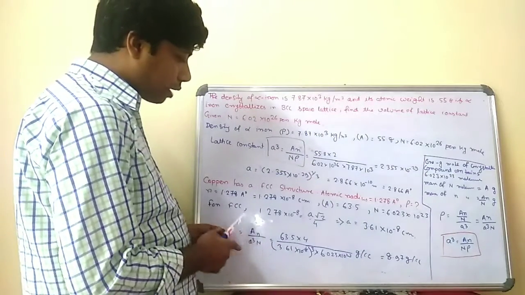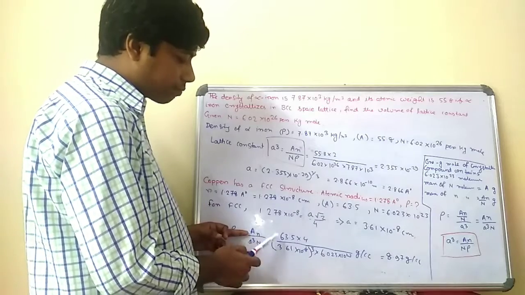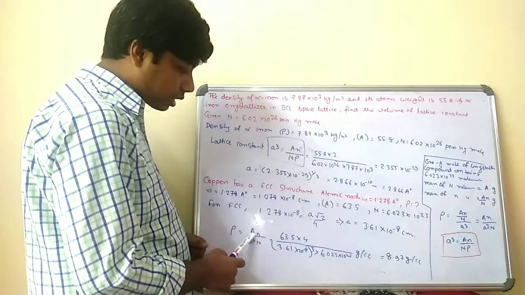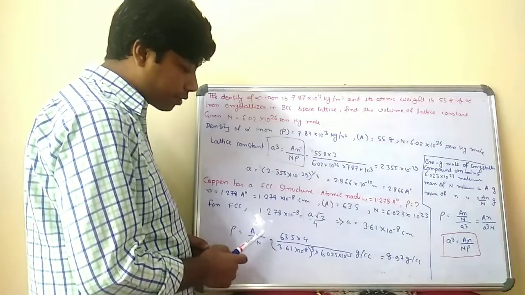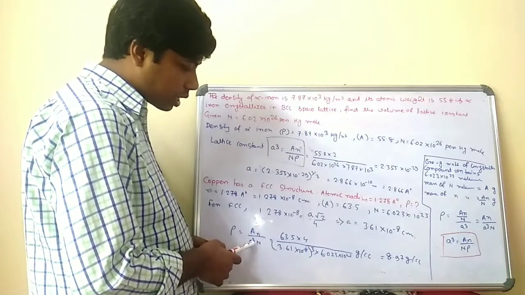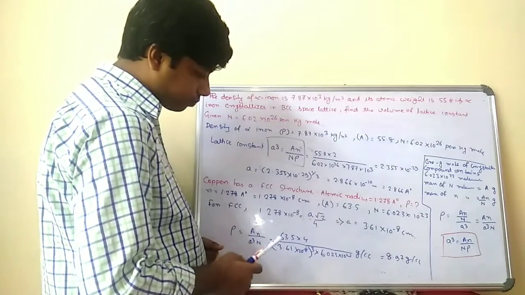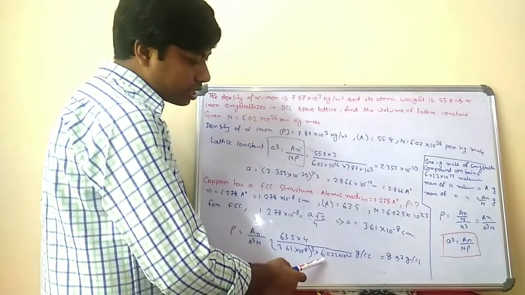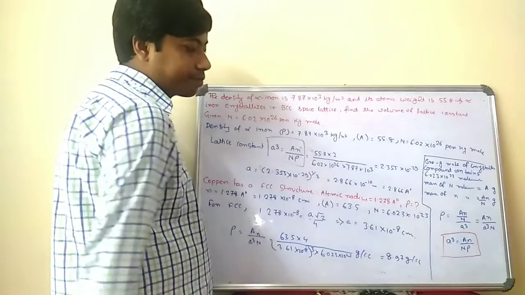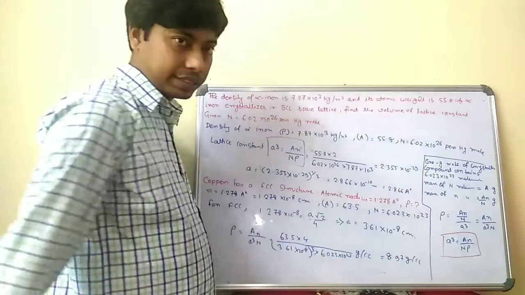Now if you put all these values here, A is equal to 63.5, because that is the atomic weight for copper. For the FCC crystal structure, the number of atoms per unit cell is 4. a³ is the lattice constant, 3.61 into 10 to the power minus 8 cubed, into N, which is 6.023 into 10 to the power 23. The density will be 8.97 gram per cc.